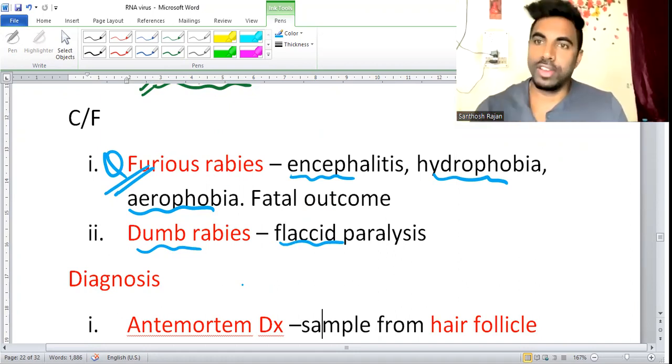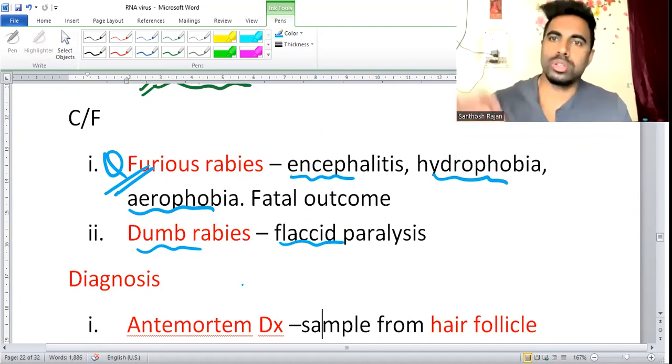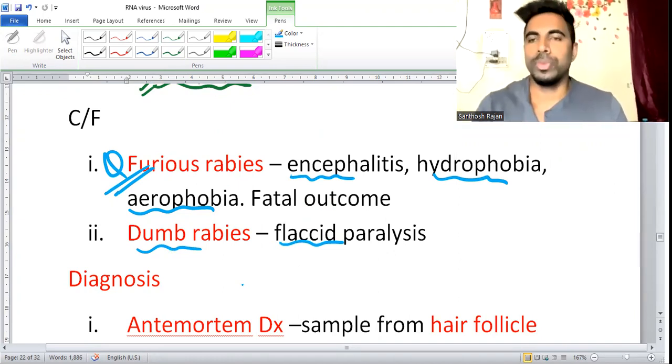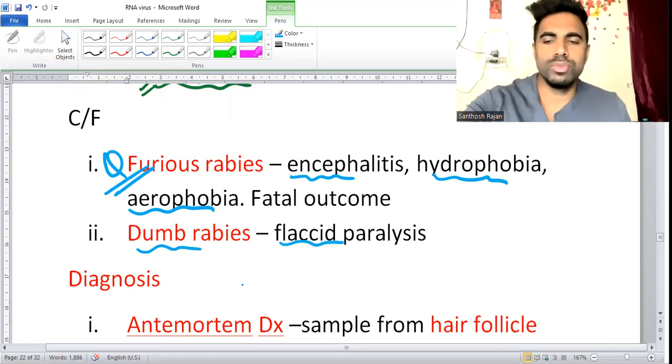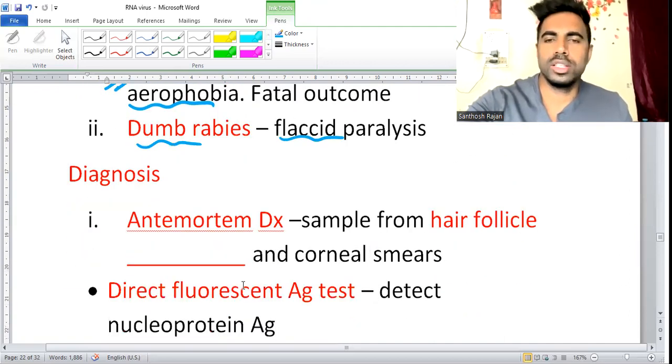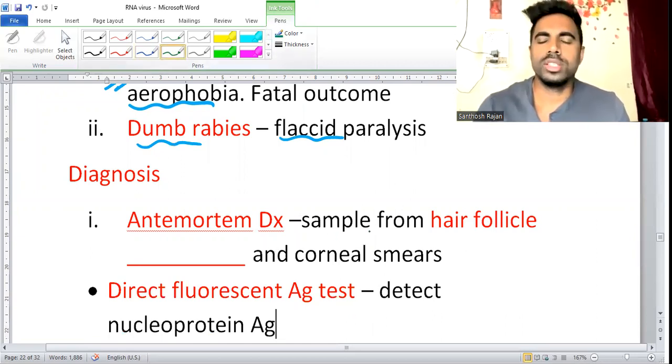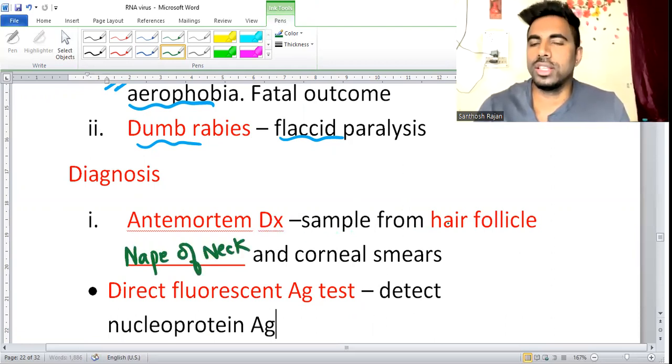So luckily if the patient comes before dying, it's an antemortem diagnosis. If it's after, then it's postmortem. In antemortem, what do we have to do? Basically we take a smear. Now, in antemortem diagnosis, the sample is from the hair follicle. But hair follicle from which part? That's important. Are you going to say something related to the neck? Nape of the neck? You're right. You will take the sample from there.